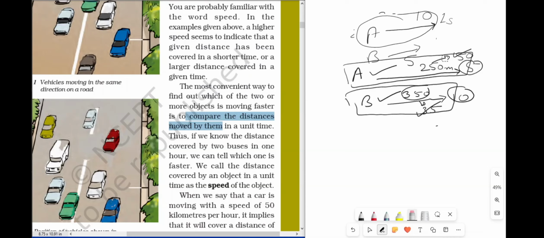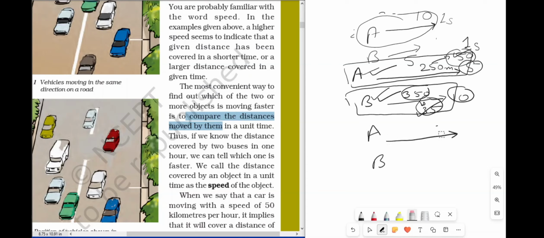How did we compare? How did we get this? We compared the distance traveled by A and the distance traveled by B in a unit time, unit time being 1 second. हम सेम एक्सरसाइज कर सकते हैं with a different unit.